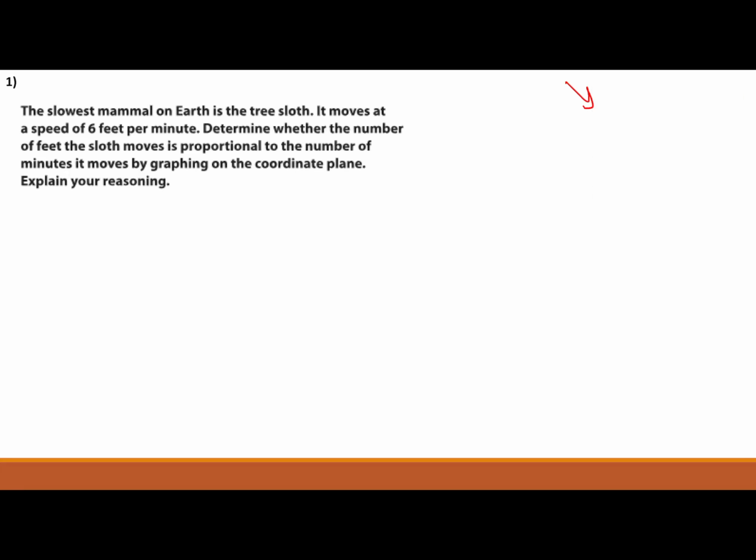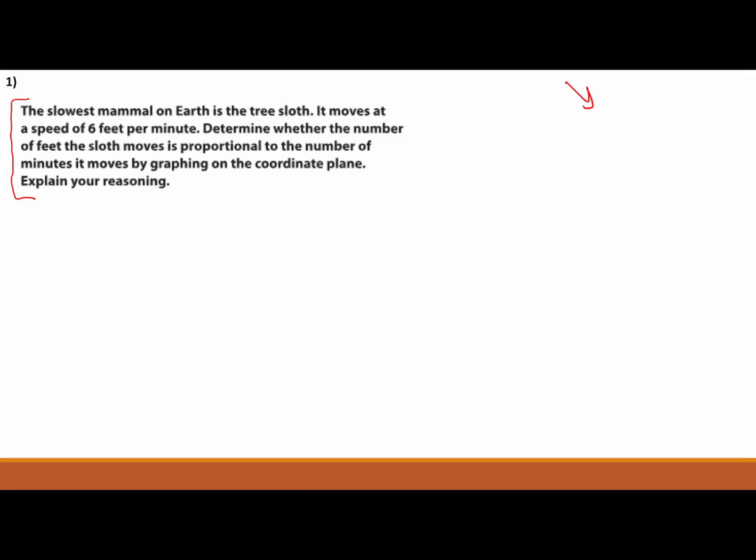All right, I'm going to read it, and as I read, once again, please read along with me. The problem says that the slowest mammal on Earth is the tree sloth. It moves at a speed of 6 feet per minute. Determine whether the number of feet the sloth moves is proportional to the number of minutes it moves by graphing on the coordinate plane. Explain your reasoning.